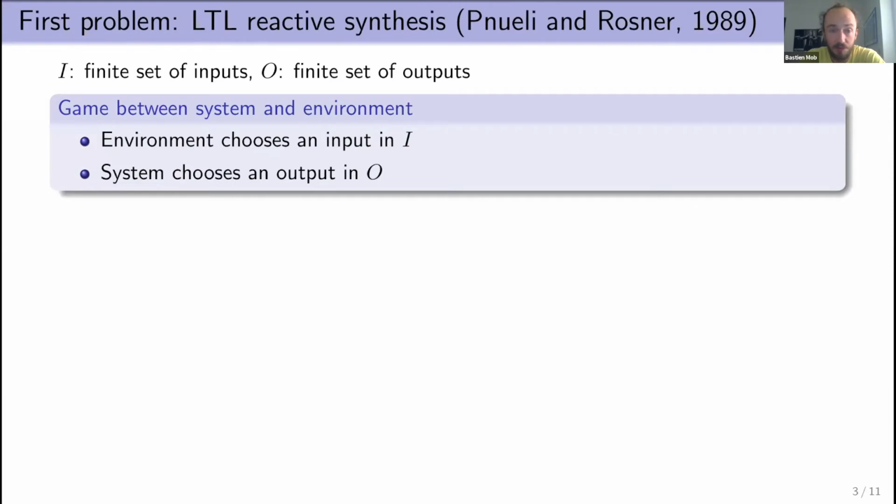The first problem, more precisely, that we're interested in is the problem of reactive synthesis that was introduced by Pnueli and Rosner. And so what is it? You have a finite set of inputs, a finite set of outputs, and the system you want to synthesize is playing a game with the environment. And so how does this game go? First, the environment chooses an input, and the system has to choose an output in reaction to this input. Then the environment again chooses a new input, and the system has to choose a new output, and this goes on forever. And in the end, you obtain an infinite execution, and you want this execution to satisfy some property.